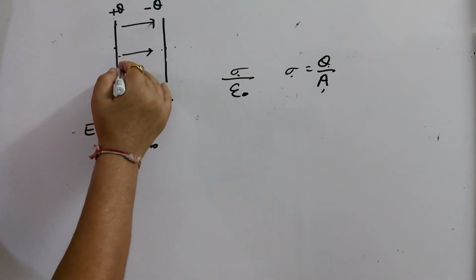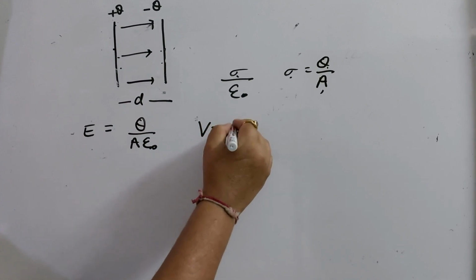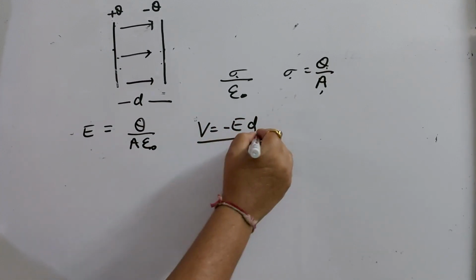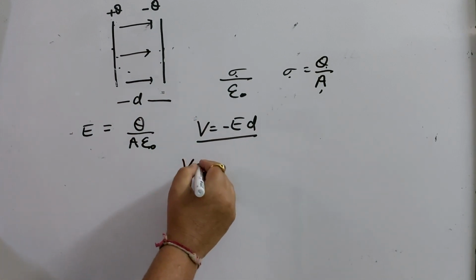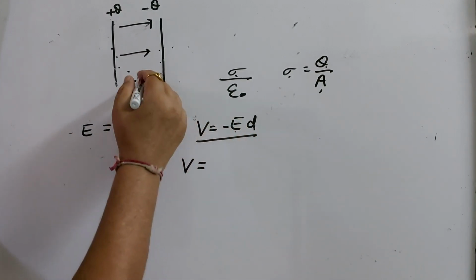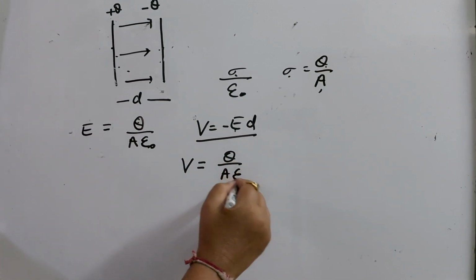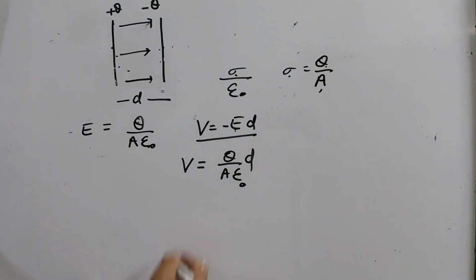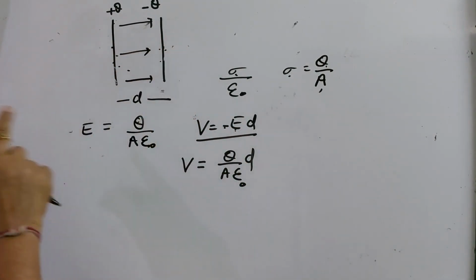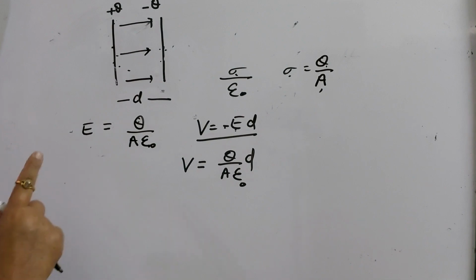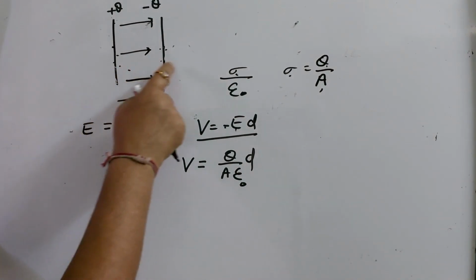Now the potential difference between these two, as we already know, V is equal to minus ED. The field is constant, therefore we can say V is equal to E times D. E is the electric field, this is q by A epsilon naught into D. The minus sign means this will be at high potential and this will be at low potential. In the direction of the field, the potential decreases. So basically we are finding the potential difference between these two plates.